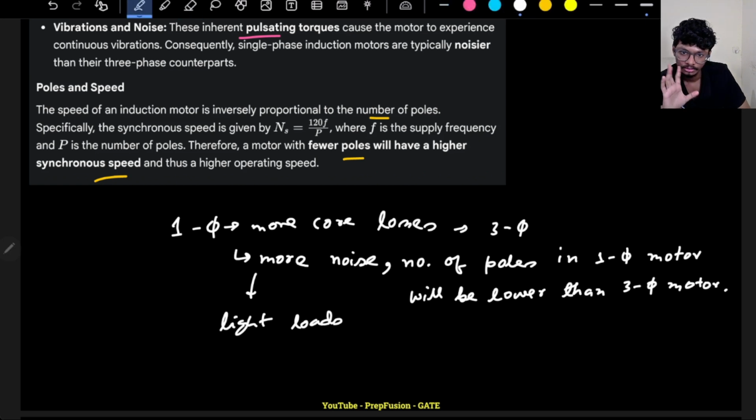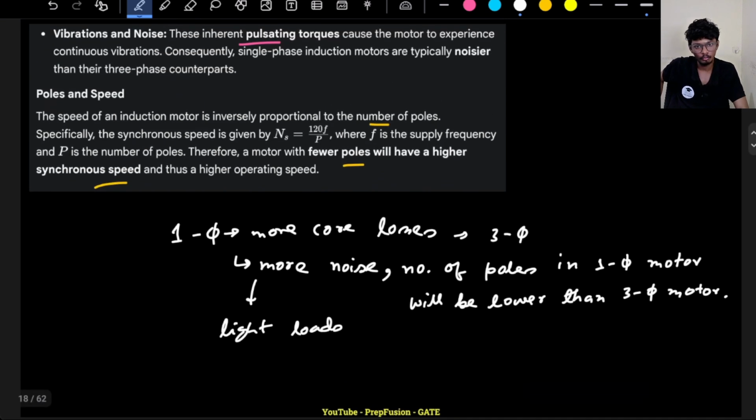Okay, so I hope it is clear now. So now one more thing I want to discuss is how can we reverse the direction of rotation of our single phase motor? If I want to reverse it, how will I reverse it?